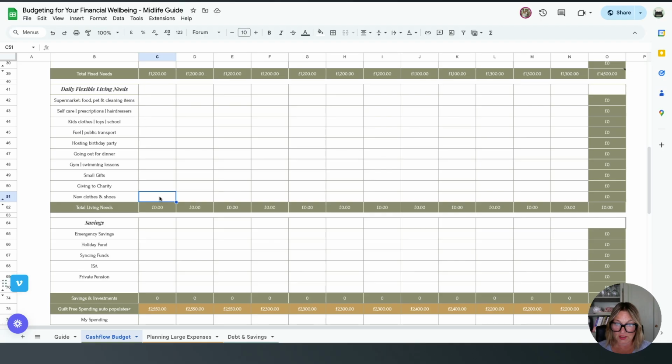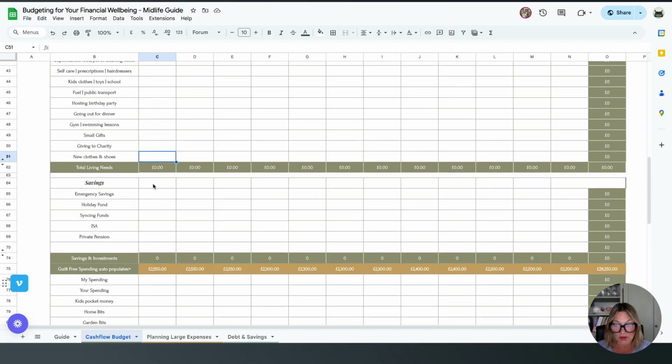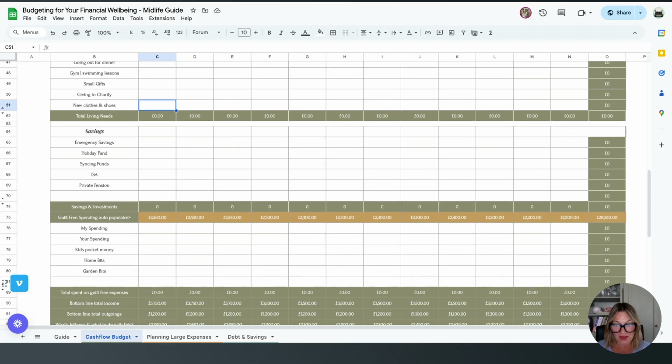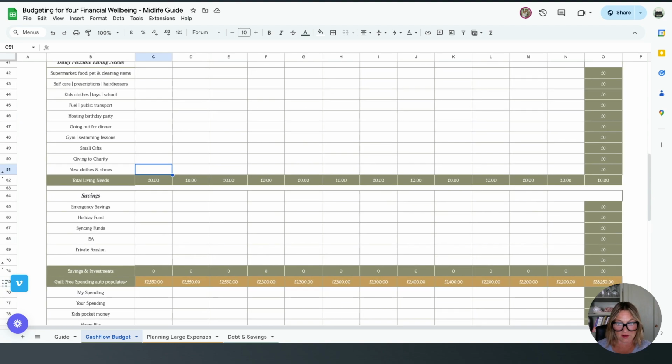That will give you that total. This, if you will, underneath here is what's left over. Pocket money, call it what you like. Pocket money for your kids, pocket money for you, pocket money for your partner. This is all the other stuff.